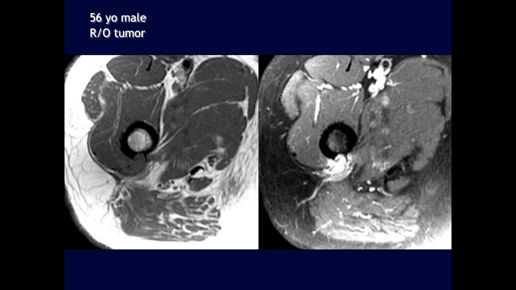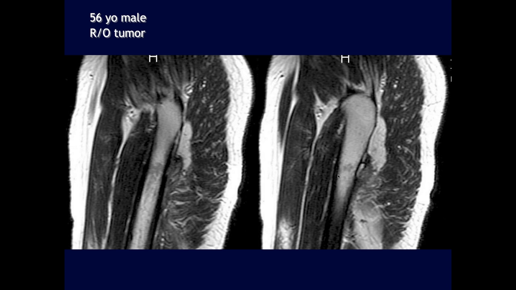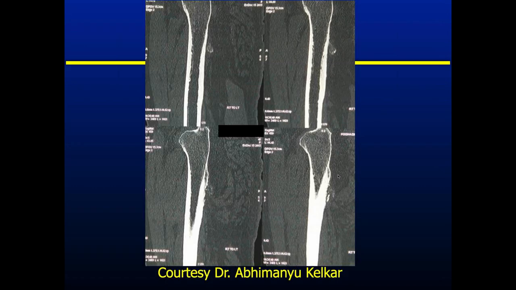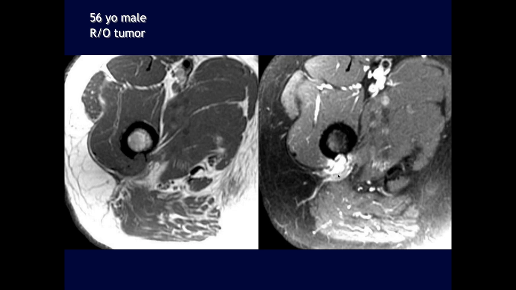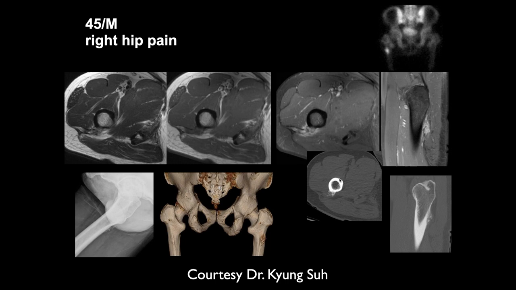History is a 56-year-old male, rule out tumor. It looks like there's a lot of increased signal just posterior to the femur here at the gluteal attachment, gluteus maximus. It just looks like significant atrophy of the gluteus maximus there, and it looks like a chronic tear. I didn't see an actual bony fragment, but there is kind of an erosion there where it should have attached.